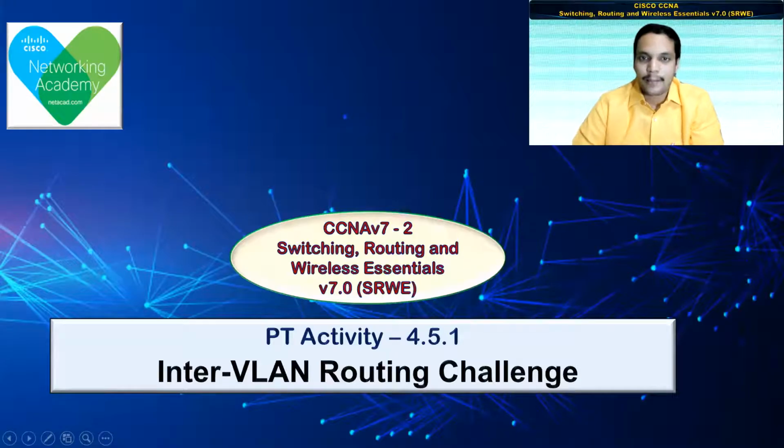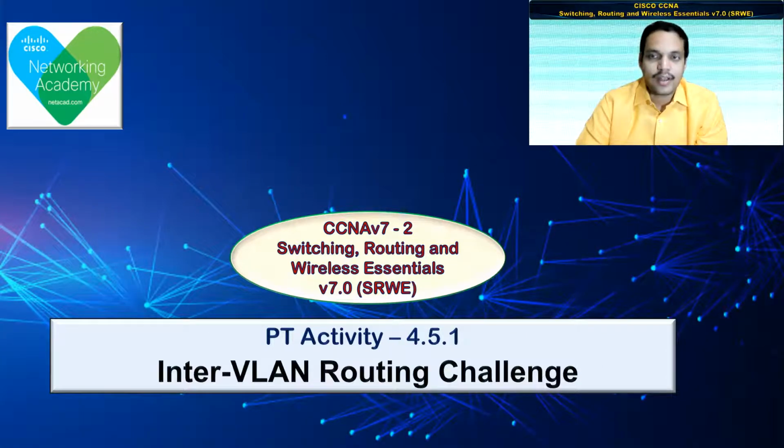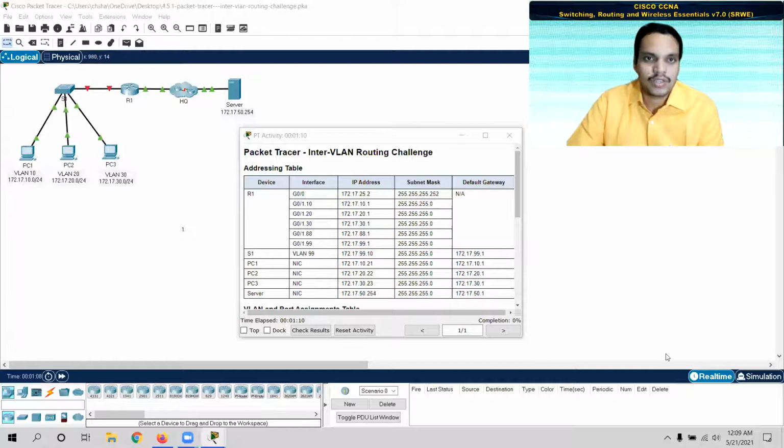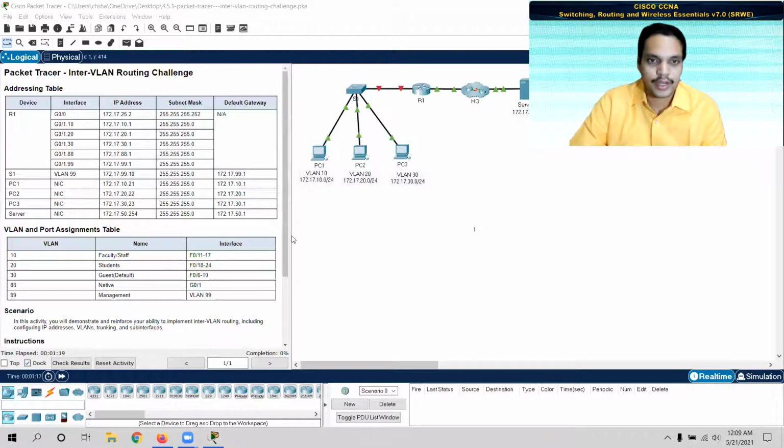So in this video, I'm going to demonstrate the inter-VLAN routing challenge, the PT activity 4.5.1, where we'll be presented with a topology, and we have to perform inter-VLAN routing from scratch till end, and then verify the connectivity. So let's get going. This is the topology that we got. I think it looks like a router on a stick configuration. So let me just show you what is to be done here.